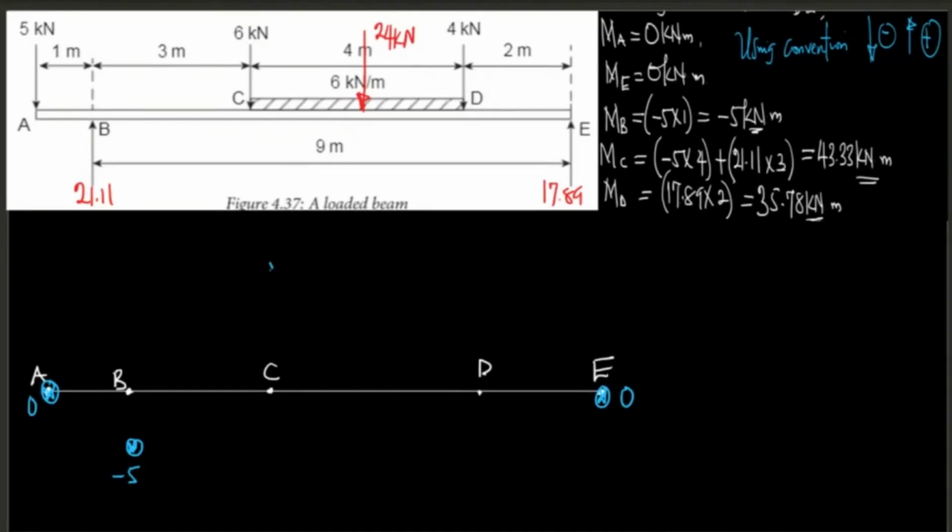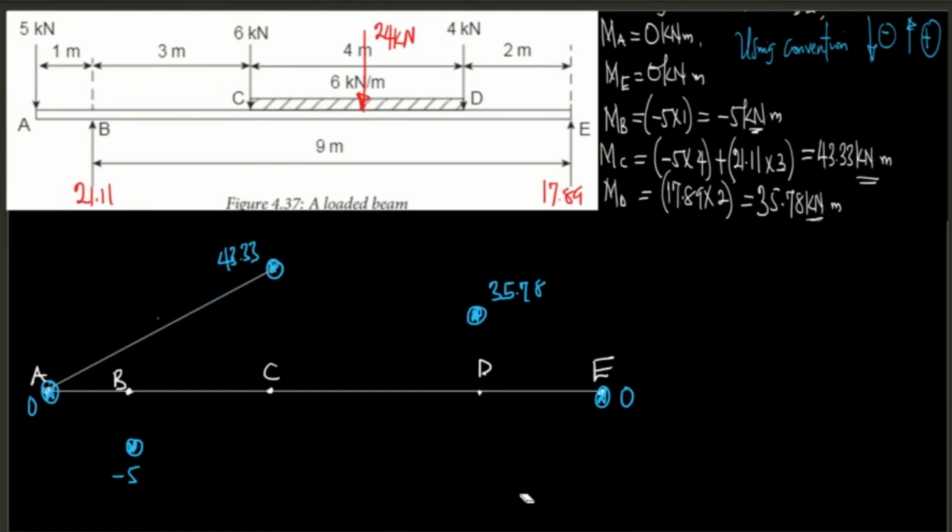Bending moment at C, we got 43 point what? 43.33. Bending moment at D is what? 35.85. You can just put 35.78 here, and then this one is 0. Concave up, concave down. No, this one is going to be a straight line. So let me use my hand to draw the straight line.